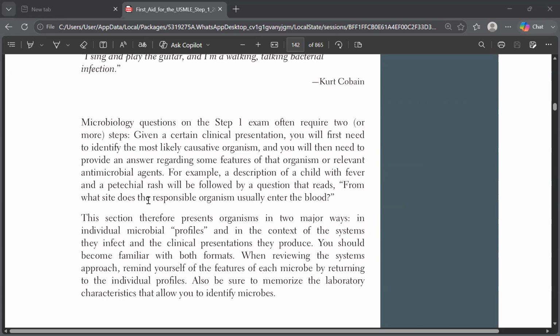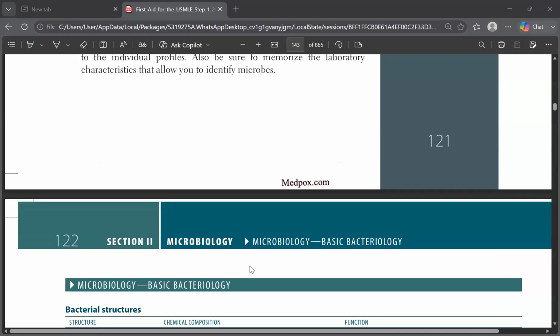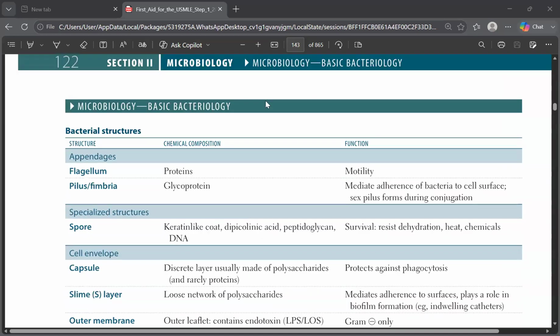This section therefore presents organisms in two major ways: the individual microbial profiles and in the context of the systems they infect and the clinical presentations they produce. You should become familiar with both formats. When reviewing the systems approach, remind yourself of the features of each microbe by returning to the individual profiles. Also, be sure to memorize the lab characteristics that allow you to identify microbes. We're going to cover basic bacteriology in this section.